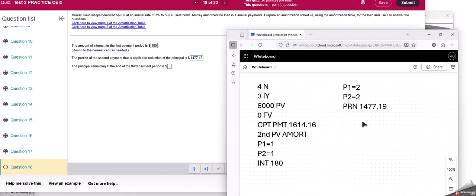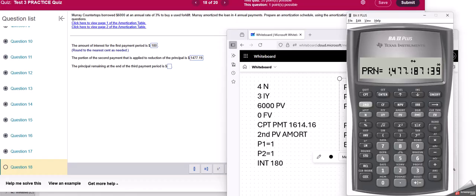Then we'll come down and we'll do it again. So our P1 is going to be equal to 3. Our P2 is going to be equal to 3. And then now we want to go look for the balance. So again, arrow down, P1, 3, push enter, arrow down, P2, 3, push enter, arrow down, and the balance is 156715.